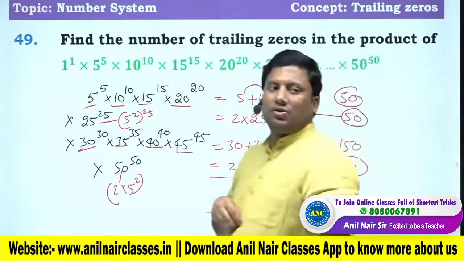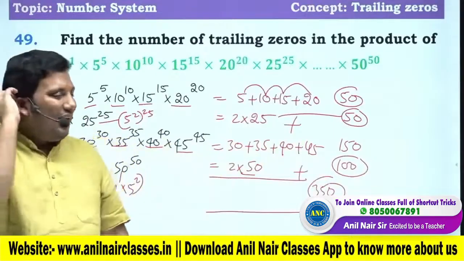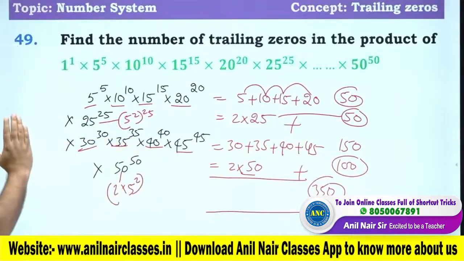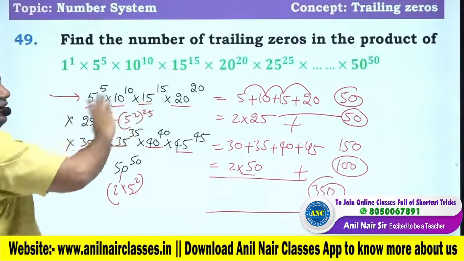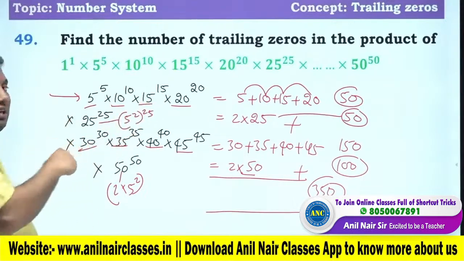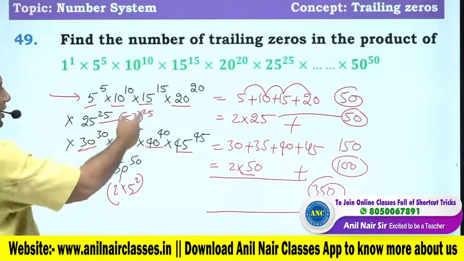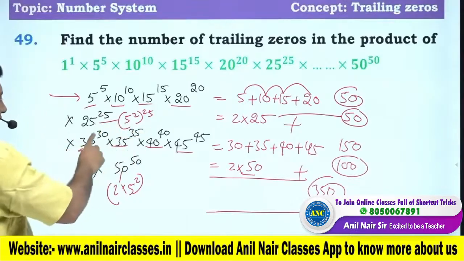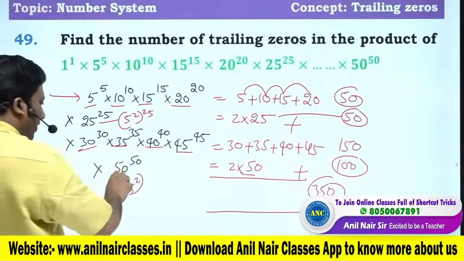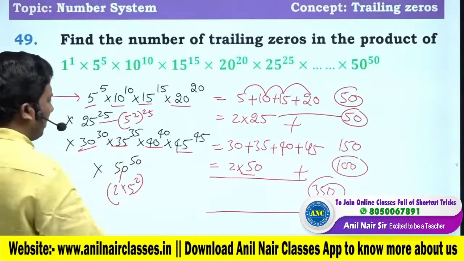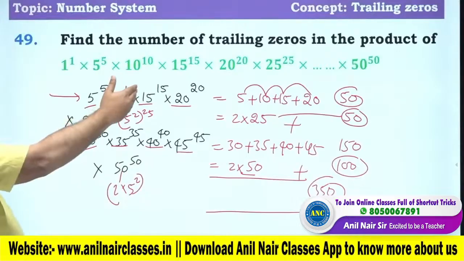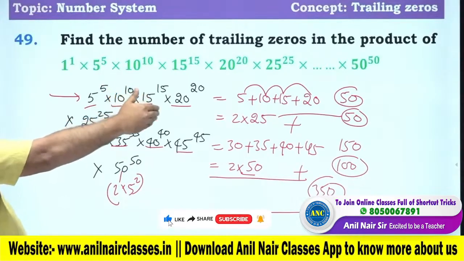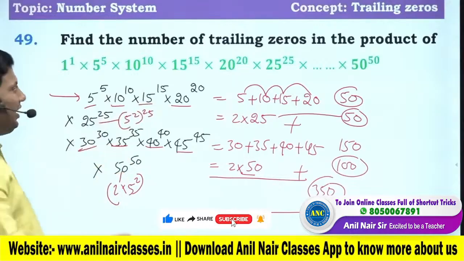Number of zeros. Is the idea clear? Very, very easy question. If you understand the idea, single powers of 5 are there, so all will get added. 25 is 5 square, so it is 2 into 25. Single powers of 5 are there. 50 is 2 into 5 square, so it is 2 into 50. One is 50, another is 50, another is 150, and another is 100. Very, very good question, sir.